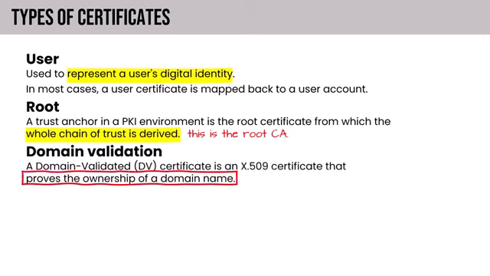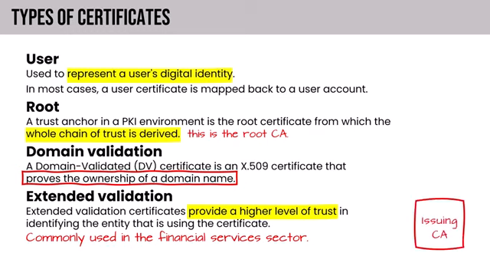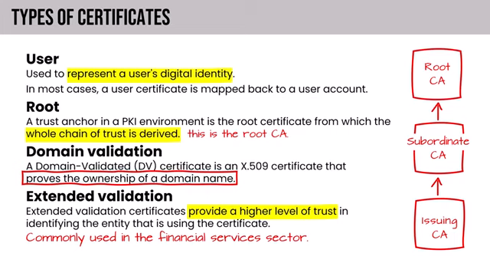A domain-validated certificate is an X.509 certificate that proves ownership of a domain name. And extended validation certificates provide a higher level of trust in identifying the entity that's using the certificate. These are commonly used in the financial services sector. And our PKI hierarchy includes an issuing CA, a subordinate CA, or intermediate or policy CA it's sometimes called, and the root CA, or certificate authority.